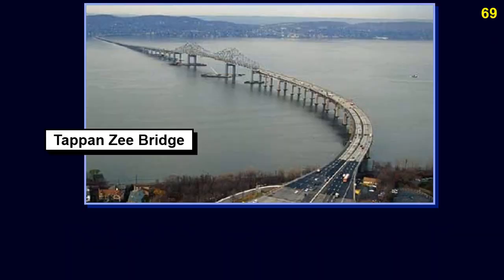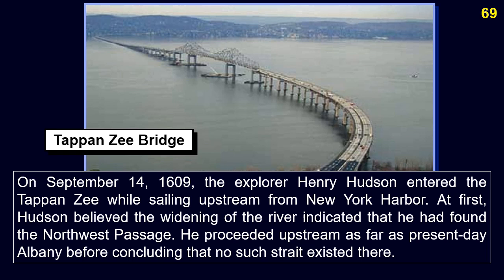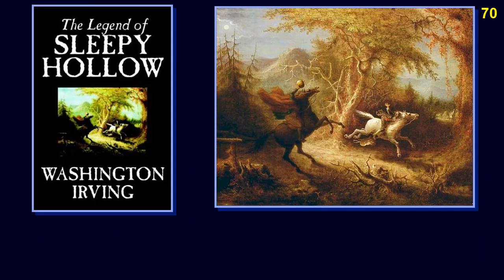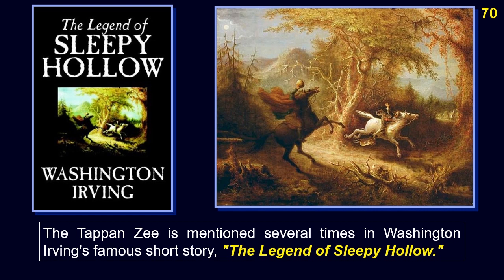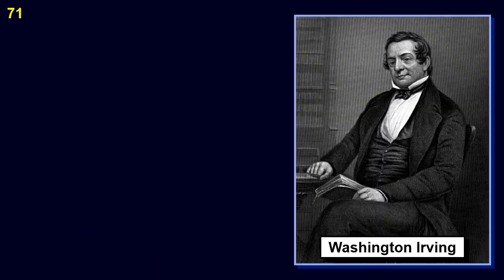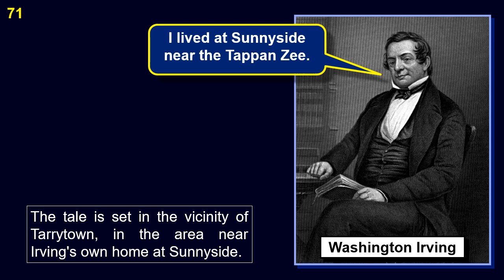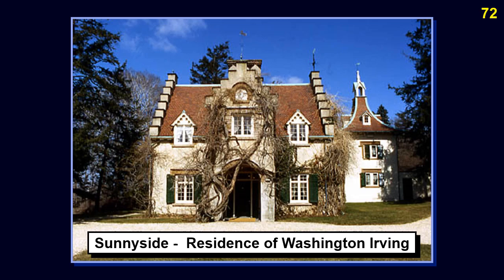On September 14, 1609, the explorer Henry Hudson entered the Tappan Zee while sailing upstream from New York Harbor. At first, Hudson believed the widening of the river indicated that he had found the Northwest Passage. He proceeded upstream as far as present-day Albany before concluding that no such strait existed. The Tappan Zee is mentioned several times in Washington Irving's famous short story, The Legend of Sleepy Hollow. The tale is set in the vicinity of Tarrytown, in the area near Irving's own home at Sunnyside. This is Sunnyside, the residence of Washington Irving.